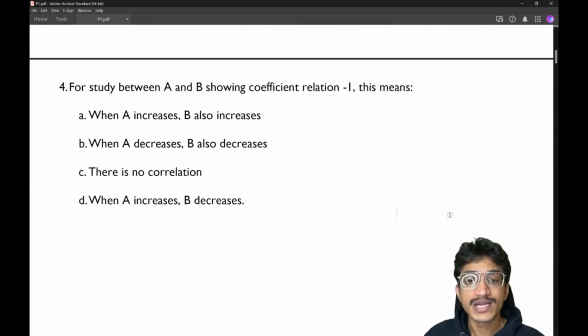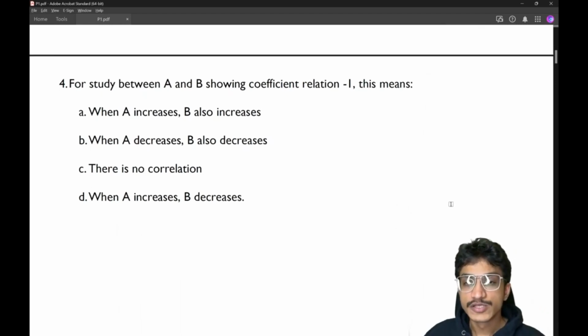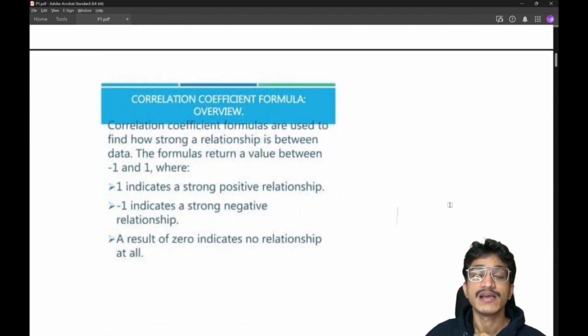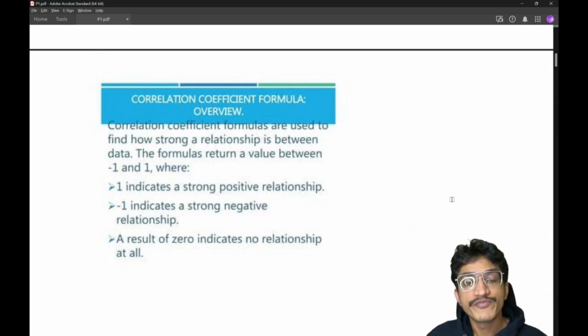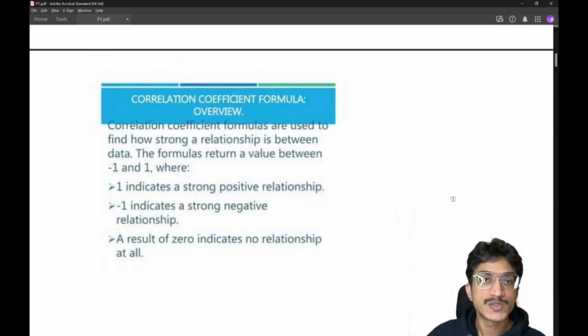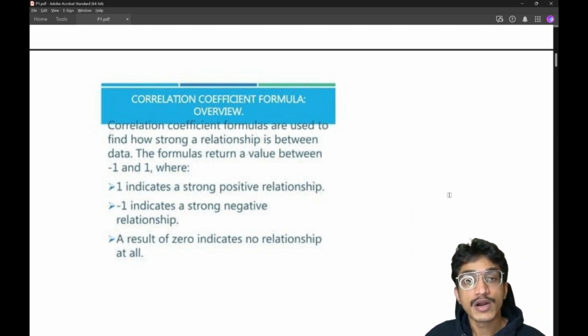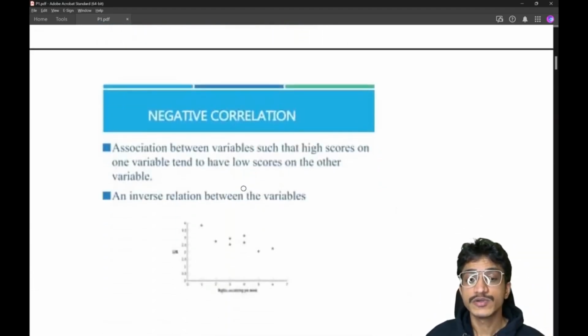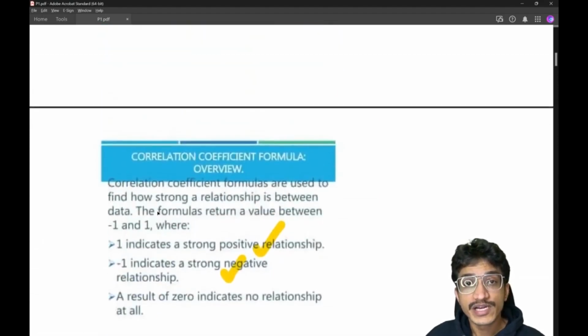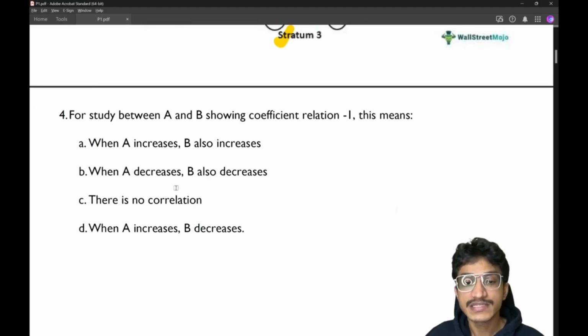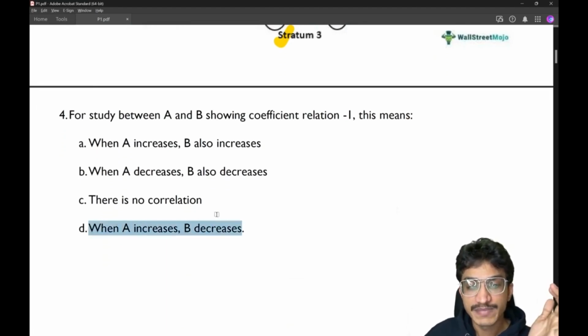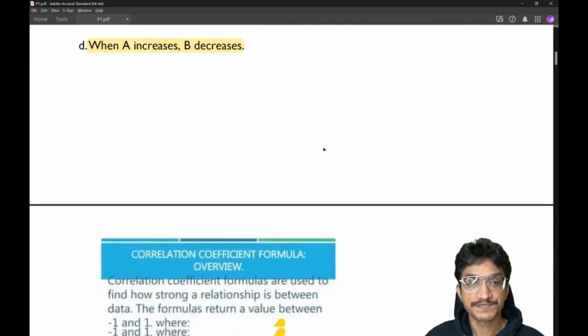Moving on to the next, what is the correlation coefficient basically? The correlation coefficient means how strong a relationship is between the two data, and it varies from -1 to +1. +1 means that there is a strong positive relationship, -1 means strong negative relationship. What does -1 suggest? A negative correlation suggests inverse relation. So what is inverse relation? That one increases and one decreases. So when A increases, B decreases. So the answer would be this.